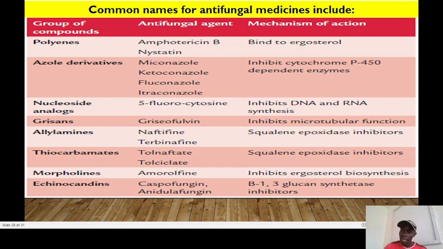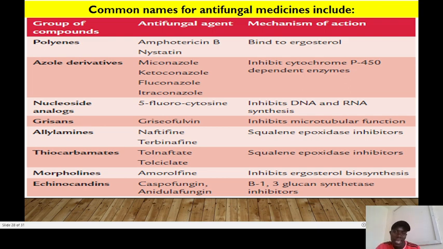Okay, so those are the different groups of antifungal drugs. We have the polyenes, which bind to ergosterol; examples we have already mentioned are amphotericin B and nystatin. We have the azoles, the imidazoles, triazoles and thiazoles, and they inhibit P450 dependent enzymes. We have also looked at nucleoside analogs, with a good example being 5-fluorocytosine, which inhibits DNA and RNA synthesis.